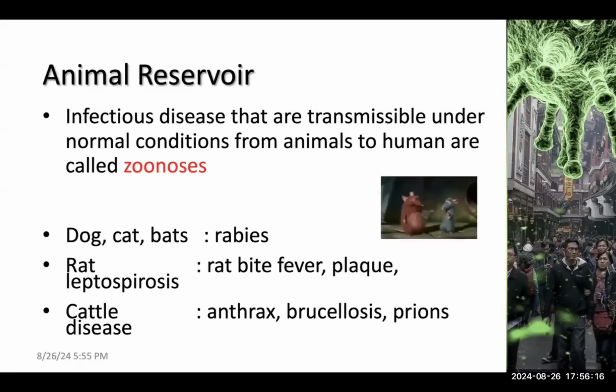Animal reservoirs are considered as zoonotic diseases. For example, for rabies, we have dogs, cats, and bats. For leptospirosis and rat bite fever, we have rats. And for anthrax and brucellosis, we have the cattle.